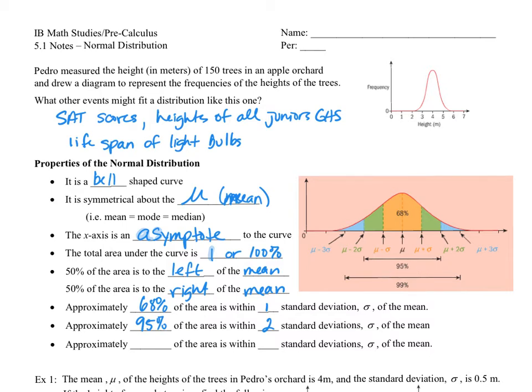And then finally, approximately 99%, so that's almost all of your data, would be within 3 standard deviations of the mean. So again, taking a look at the graph, here's your mean. If we go from 3 standard deviations below the mean to 3 standard deviations above the mean, that's going to be 99% of your data. So you have very, very small amounts of data that would be more than 3 standard deviations above or below the mean.